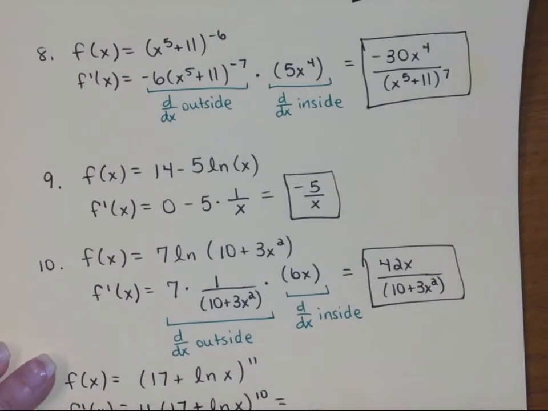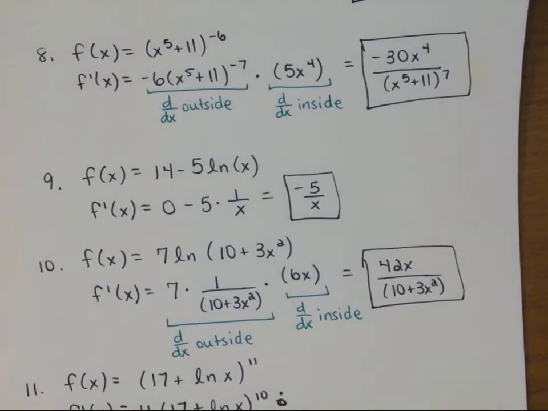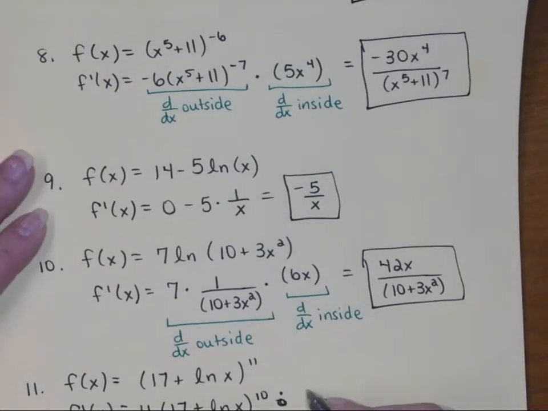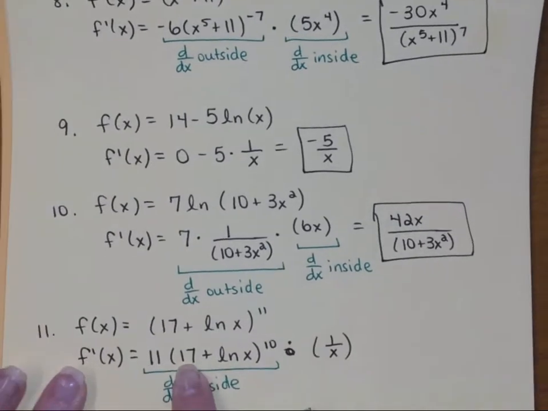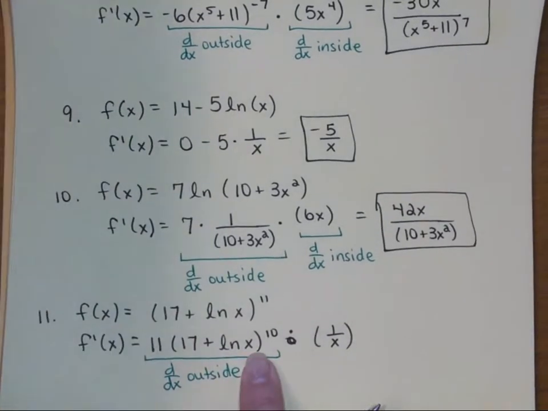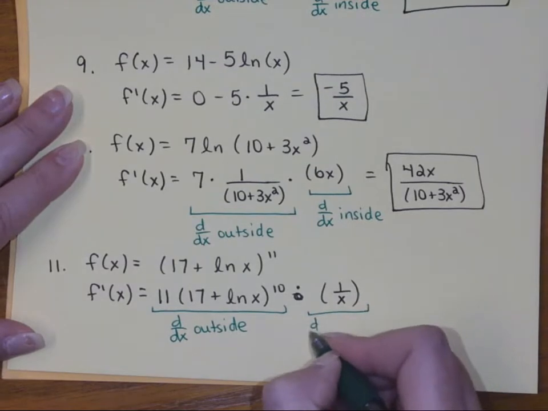But then we still need to multiply. That should be a multiplication sign. Multiply by the derivative of the inside. So the derivative of the inside would just be 1 over x. Think about that, right? The derivative of 17 is 0. The derivative of ln of x is 1 over x. So this part is the derivative of the inside.